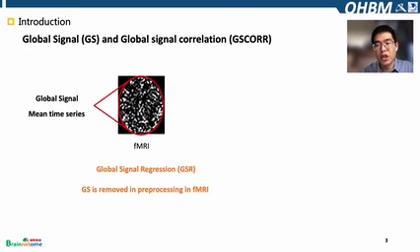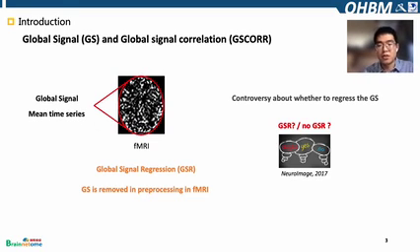The global signal, GS, refers to the average signal of the gray matter or the whole brain. The GS is suggested to link with artifacts of head motion, hardware, respiration, and other unknown effects. Therefore, it was regressed out as a non-neural signal in pre-processing of fMRI. However, there are still some controversies on whether to regress the GS in fMRI.